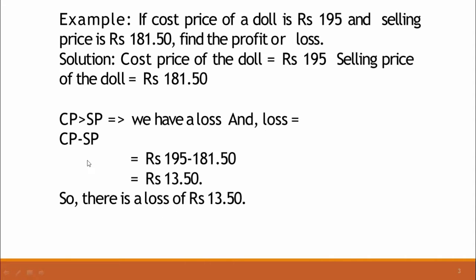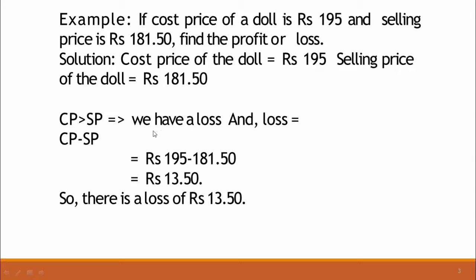Now, for example, if the cost price of a doll is 195 and the selling price is 181.50, find the profit or loss. For the solution, first of all, point out the cost price. The cost price for this item is 195 and the selling price is 181.50. The cost price is greater than the selling price.